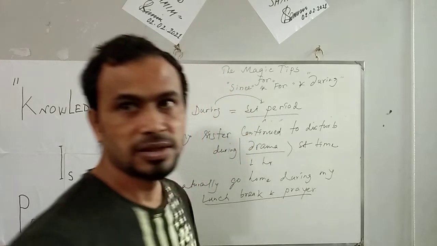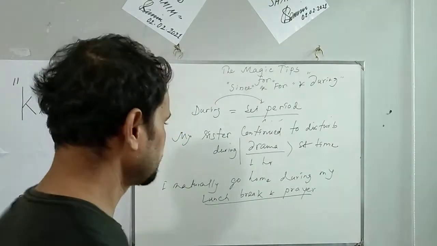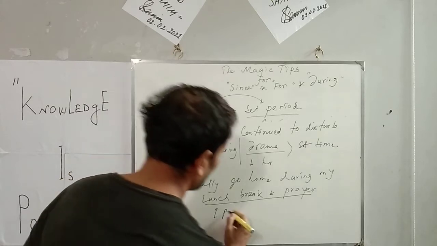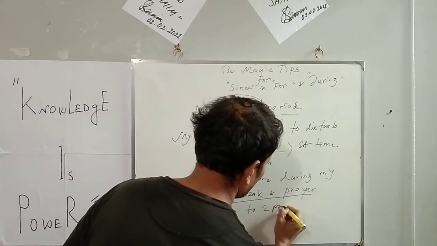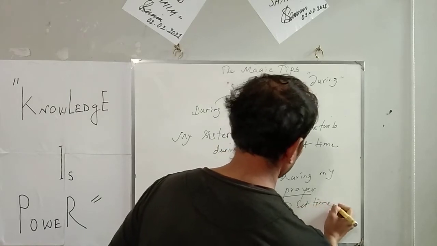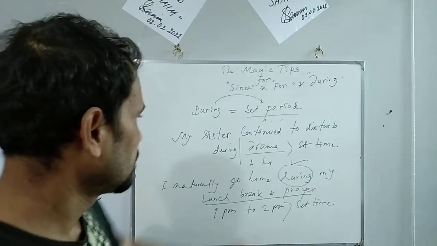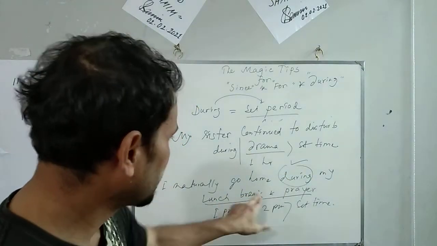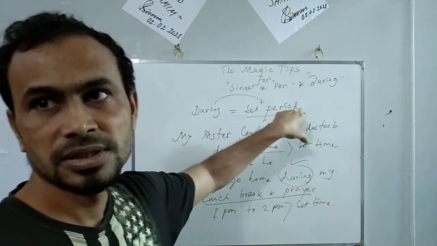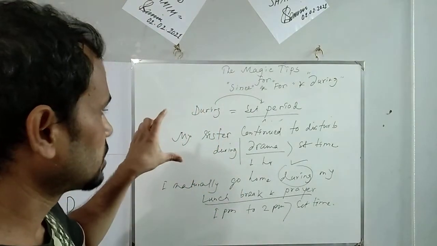Lunch break and prayer is a set time. It's about 1 p.m. to 2 p.m. Okay, it is a set time. Set time. That's why we use during before. Okay, that's why we use during before, because lunch break and prayer is a set time. So already I have told you during means set period. Okay, so I think you understood properly.